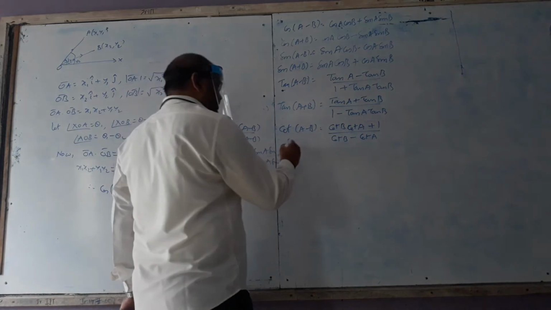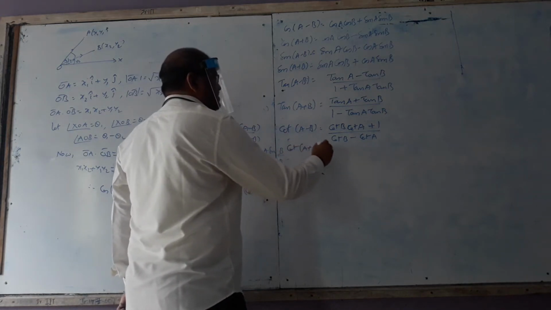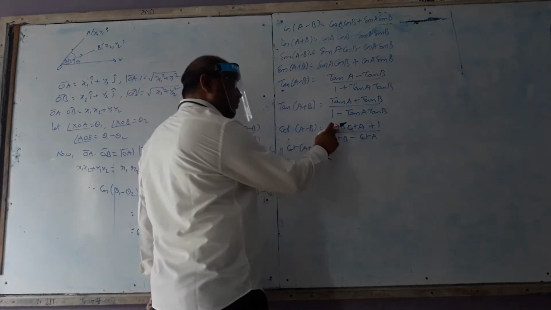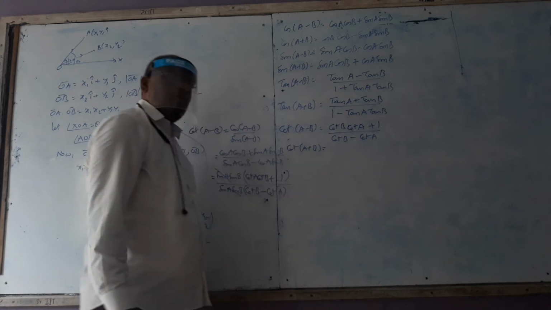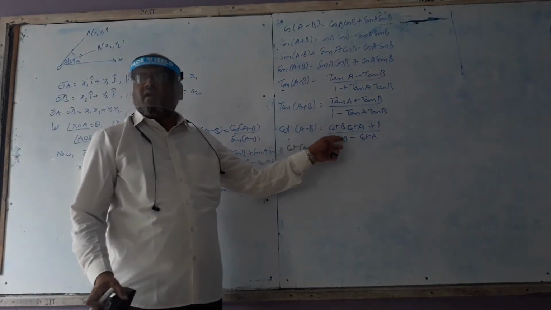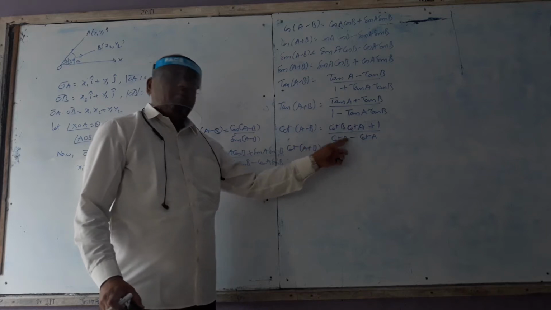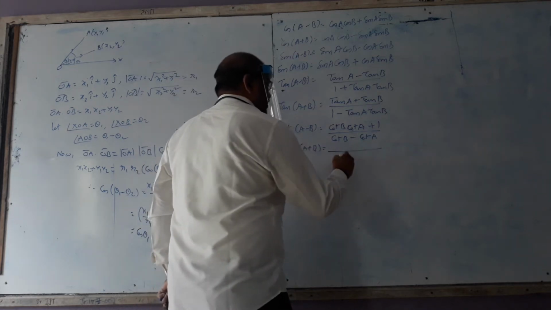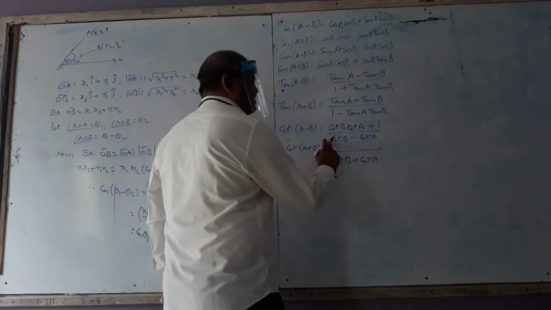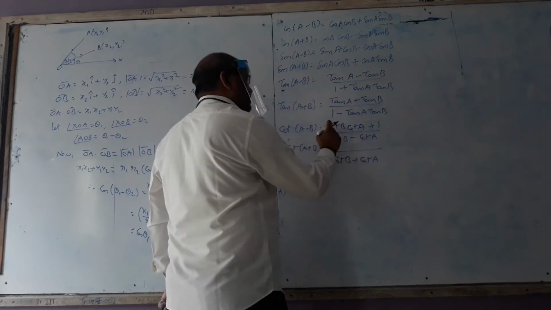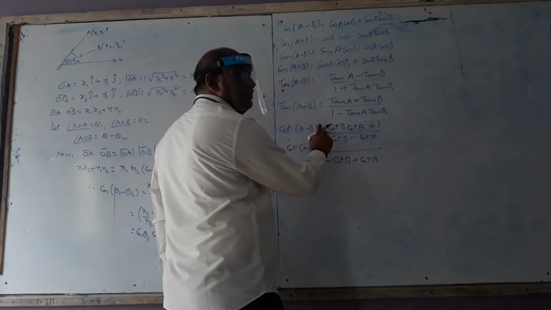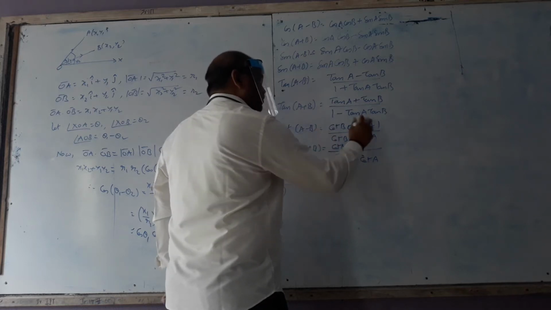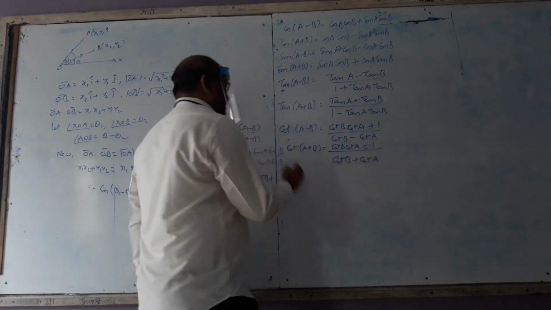For cot of A plus B, put minus B in place of B. What do you get, sir? Minus cot B cot A plus 1 by minus cot B minus cot A. Apply minus to the numerator and denominator: cot B plus cot A. We already have minus cot B, so it is cot B cot A minus 1 by cot B plus cot A. Very good.